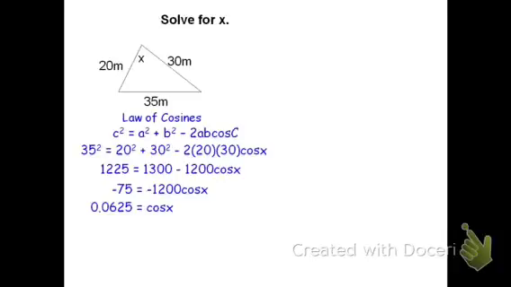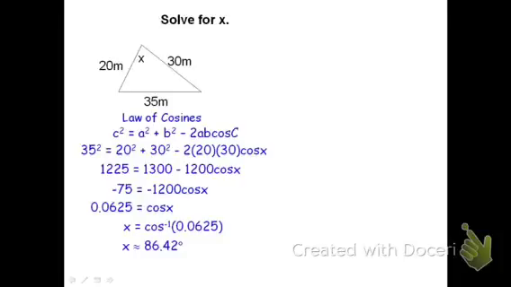Now to finish solving this problem, I'm going to have to use inverse cosine. So the measure of angle x is the inverse cosine of 0.0625, or you can say x equals the arc cosine. Typing this in the calculator, I go second cosine, type that in, and I find that the measure of that angle is about 86.42 degrees. So in this example, we see that the law of cosines can also find missing angles.